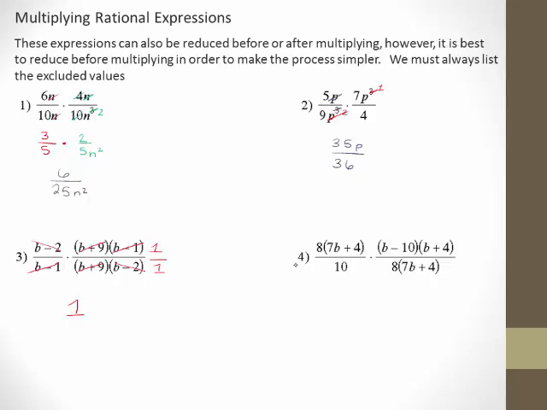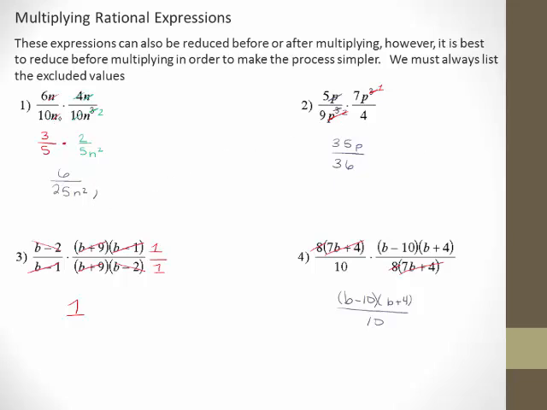Looking at this one, 7b plus 4 on top, 7b plus 4 on the bottom, 8 on top, 8 on the bottom, nothing else matches. So once you've done all your canceling, whatever's left, you just write that down. So I have b minus 10 times b plus 4 over 10. Now, I haven't listed any of my excluded values yet, so we can't forget to do that.